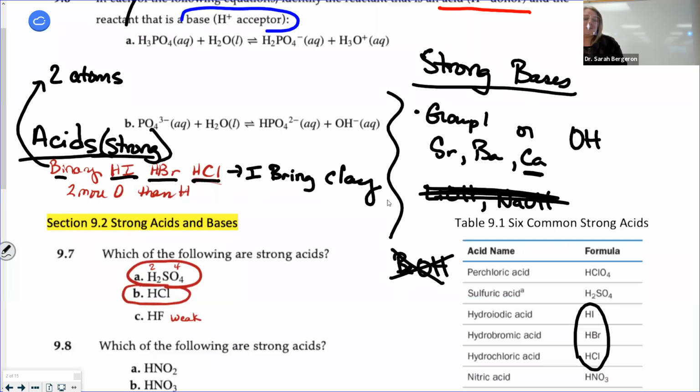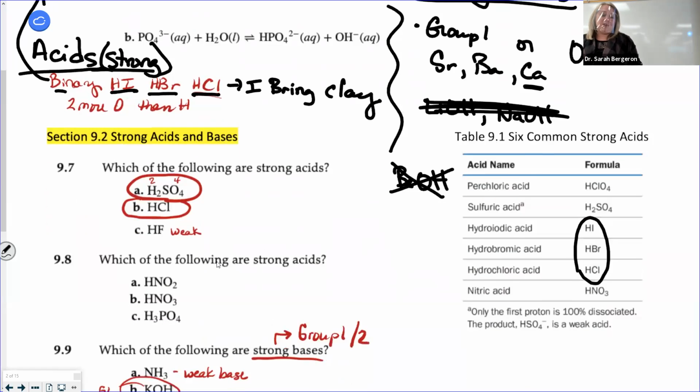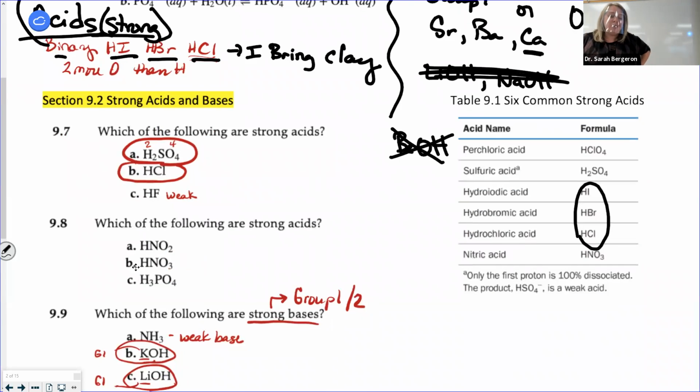Okay, so now let's look. Which of the following are strong acids? HNO2. How many hydrogens? 1 hydrogen. How many oxygens? 2 oxygens. Do I have 2 more oxygens than hydrogens? No, I do not. So this would be a weak acid.